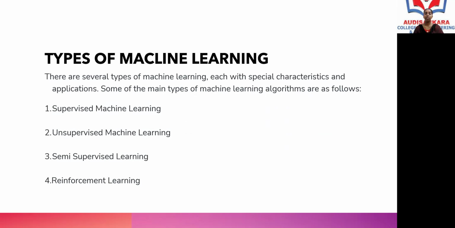Types of machine learning. There are several types of machine learning, each with special characteristics and applications. Some of the main types of machine learning algorithms are as follows: supervised machine learning, unsupervised machine learning, semi-supervised learning, and reinforcement learning.